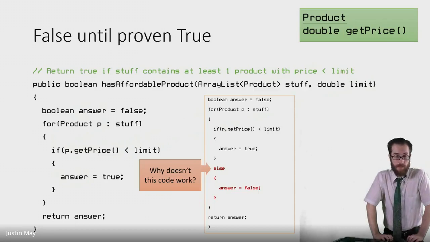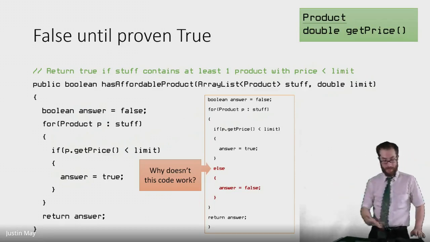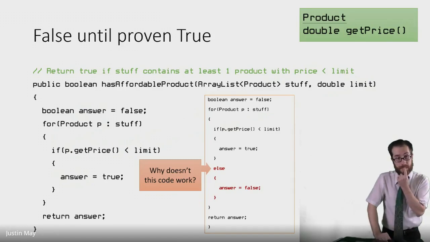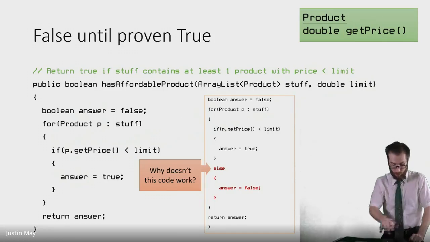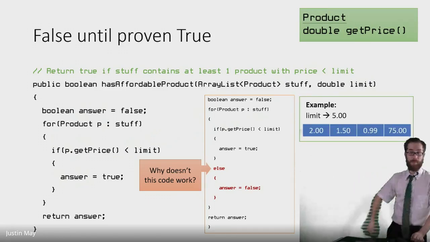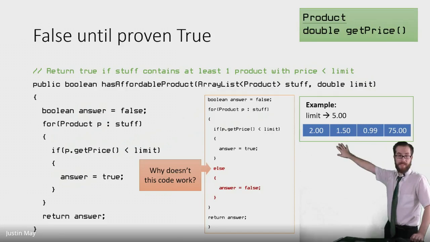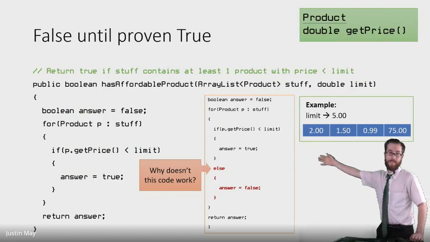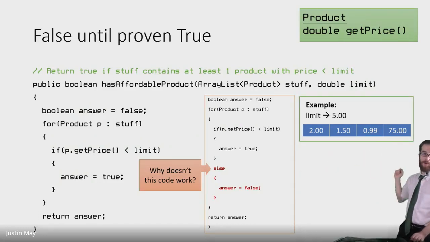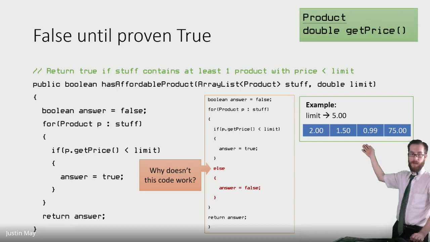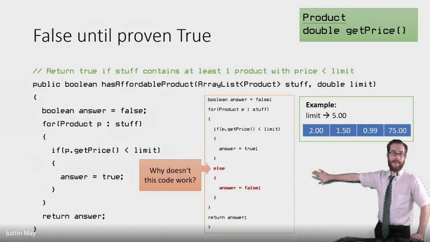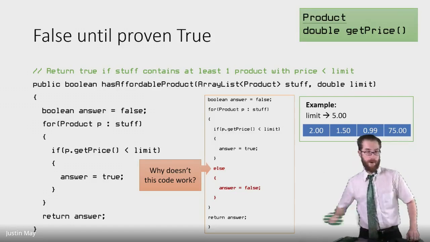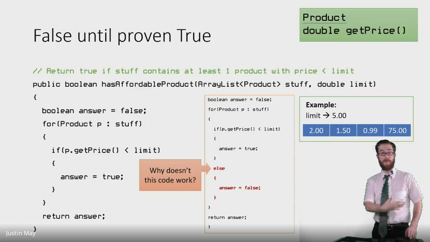This doesn't work. I'm telling you, it doesn't work. I want you to think about it for a minute. Maybe pause the video and ask, why doesn't this work? Actually, before you pause it, I'm going to give you an example. So I want you to work through this example where I'm telling you, let's say the limit is $5 and stuff contains these values: $2, $1.50, 99 cents, and $75. Why does this code in the red box give you the wrong answer, where I argue that the code we came up with originally would give you the correct answer?